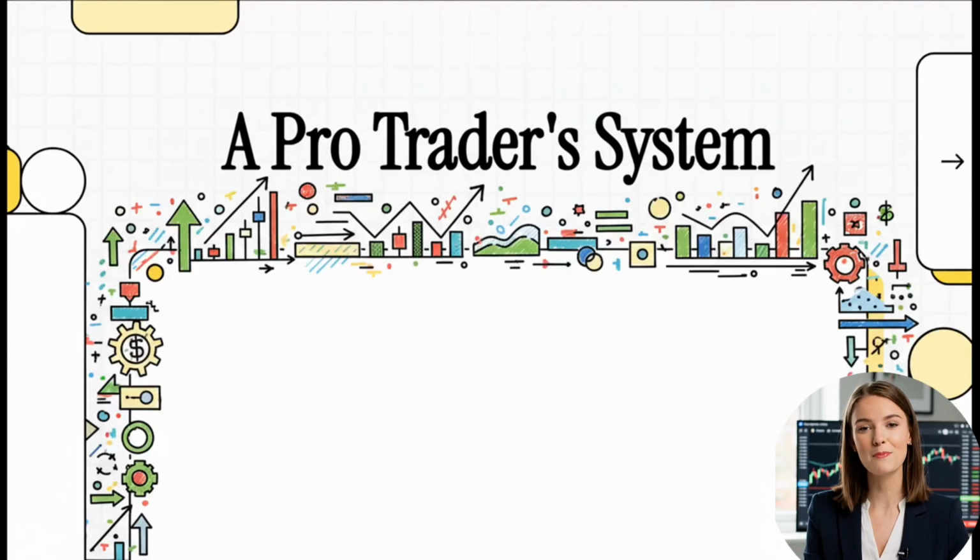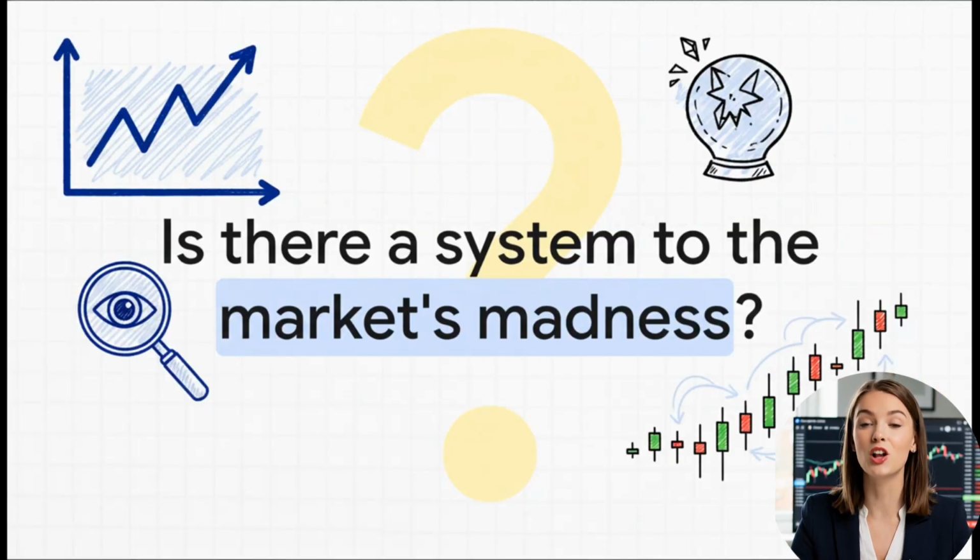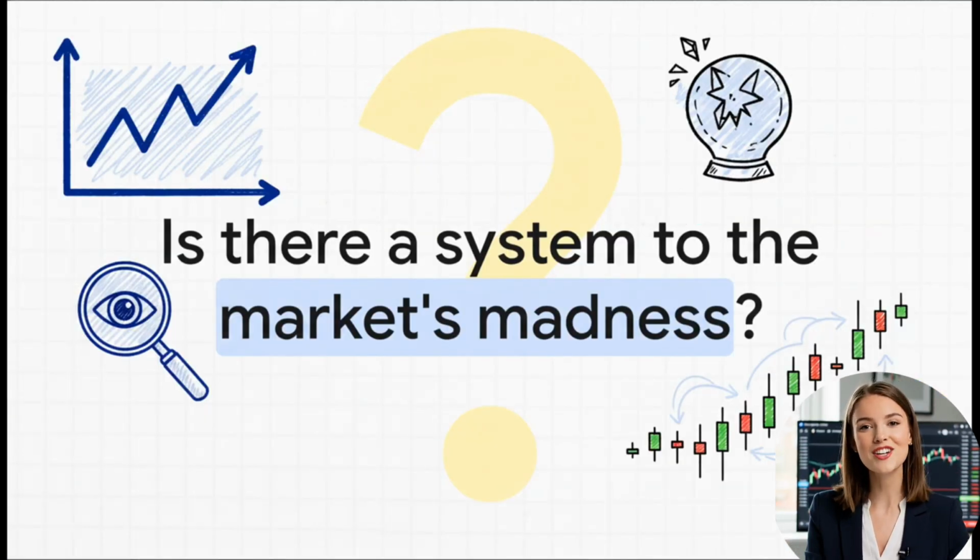When you first look at a financial chart, it just seems like a jumble of lines and colors, right? Total chaos. But what if I told you there's a hidden language in there? A structure that actually tells a pretty clear story. So, the big question: is there really a system to all that madness?